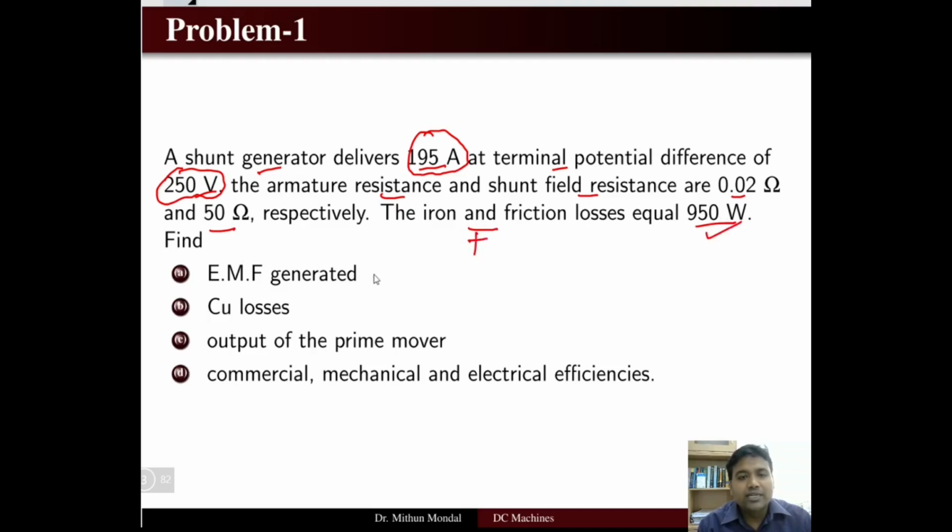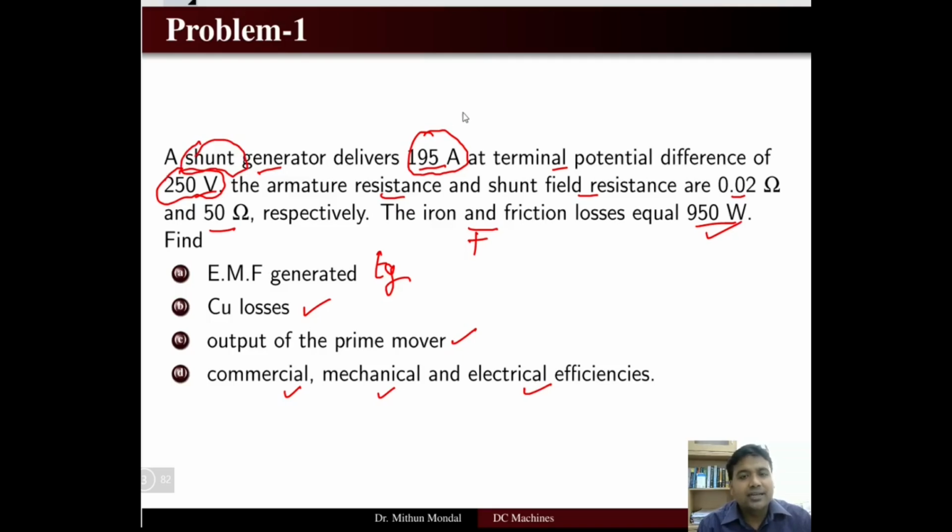You have to calculate the EMF generated, you have to calculate the copper losses, and you have to calculate the output of the prime mover and the commercial, mechanical and electrical efficiency. So this is problem number 1 and the generator is basically a shunt generator.